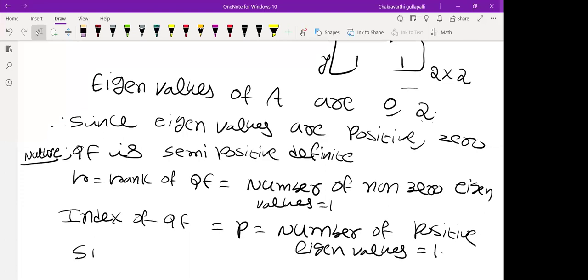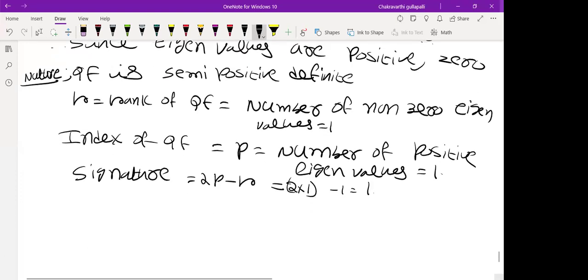Next one, signature. Two formulas are there: 2p minus r, or number of positive minus number of negative. So 2 into 1 minus 1, that is 1. 2 minus 1 is 1. They're not getting the same, no? Rank is 1. 2 into 1, how many positive are there? 1. 2 minus 1 is 1. Let us see. The number of positive, it is not 2p minus r, please correct it.